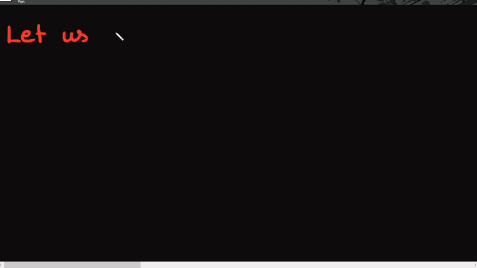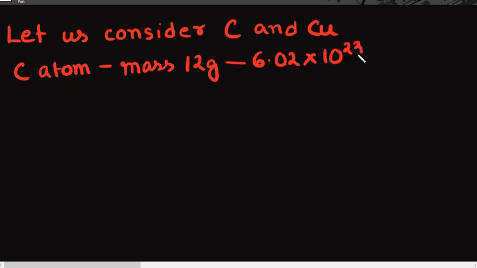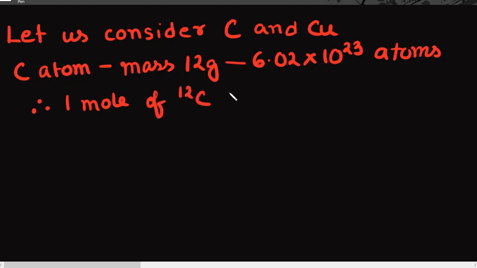So next, let us see two examples. One is carbon and the other copper. A carbon atom whose mass is 12 gram contains 6.02 into 10 to the power 23 atoms. So, therefore, we can say 1 mole of carbon-12 is equal to 12 gram.